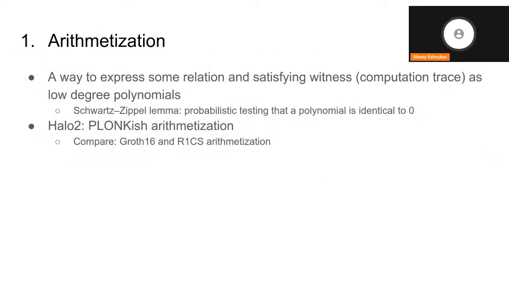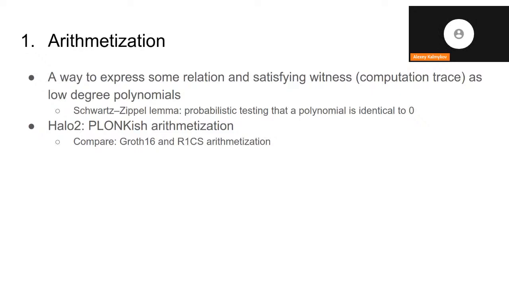So first comes the arithmetization. It's probably one of the most important things for any ZK system developer to understand, because it greatly affects the way you structure your circuits, the way you write your ZK programs. Knowing how arithmetization works and what can and cannot be done allows you to optimize your circuits.